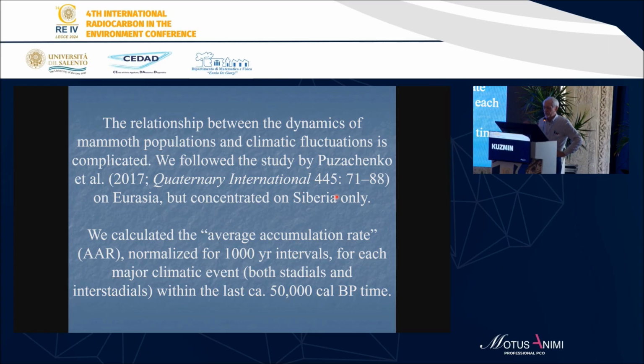So what we did, we calculated the so-called average accumulating rate for each major climatic event, either cold or warm. I'll show you in a second. It's normalized for 1,000-year intervals, because some of these stadials and interstadials have different lengths, so we have to normalize it. That's what we did, and Puzachenko's group from Moscow did the same. But they have less for Siberia, and more for the rest of Eurasia.